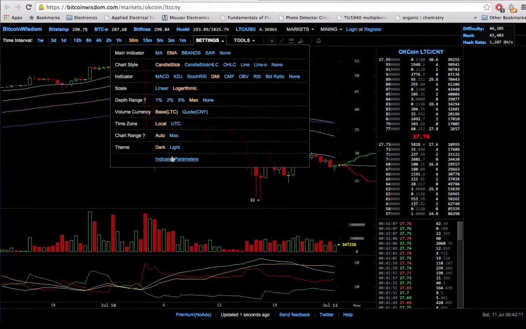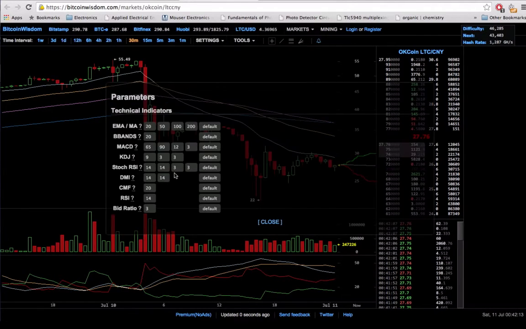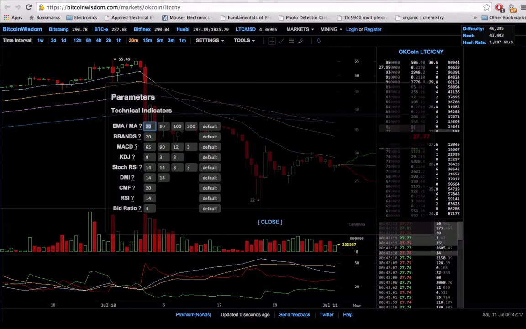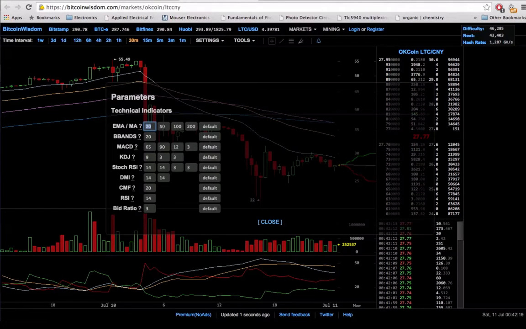So on Bitcoin Wisdom, make sure your EMA is turned on under settings. Go to indicator parameters. Use these values: 20 period, 50 period, 100 period, and 200 period. This all has to do with what time interval we're on.